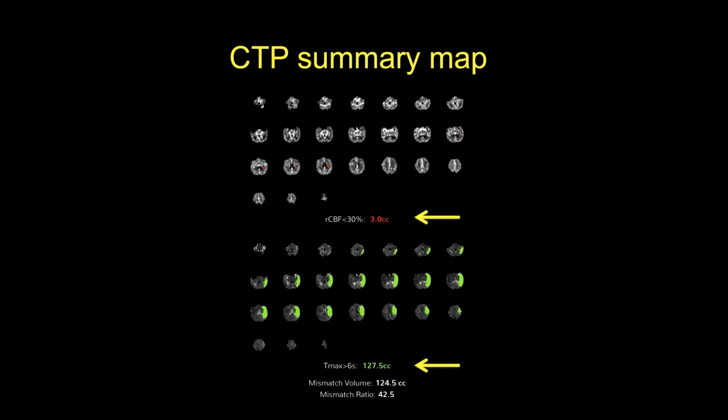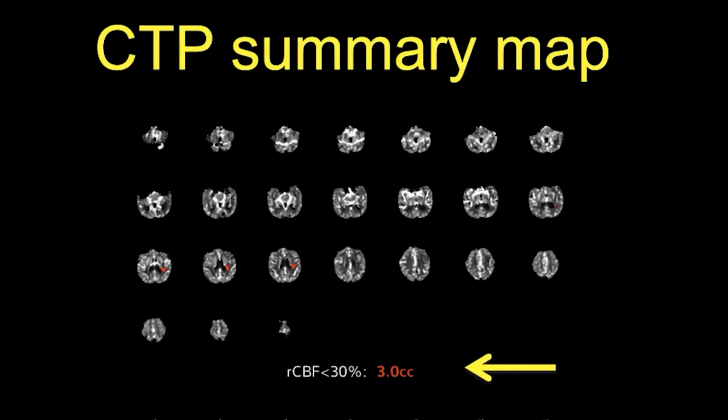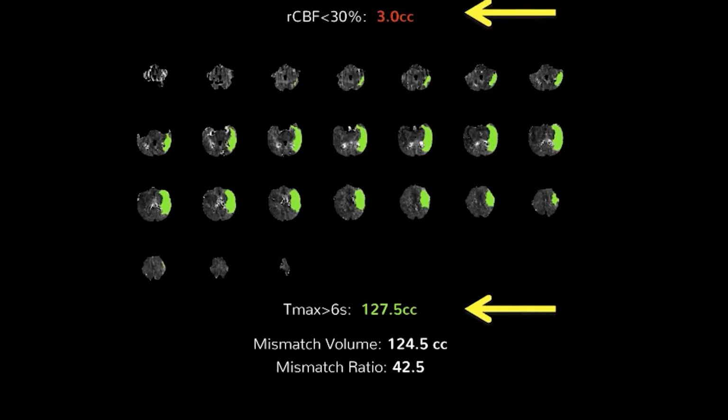So let's just go over this. What does this show you? Remember, we said the core, which in the trials they showed us, is relative CBF less than 30%. That's why we are using this threshold to get the summary map. Here it is 3 cc, that little small red area, right? You have a bigger area of mismatch, or a bigger area of penumbra, which is Tmax of 6 seconds. Again, these thresholds were used in the trials, like DEFUSE 3 and DAWN, and that's why we are using them in the summary maps. And then you get a mismatch volume and mismatch ratio.